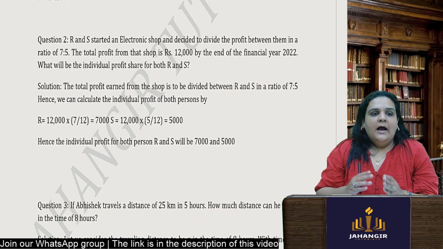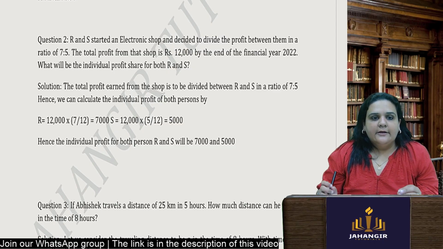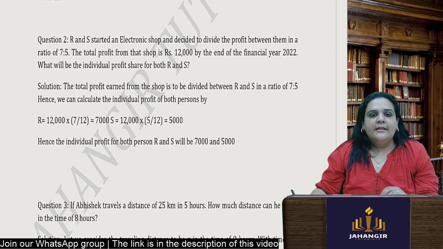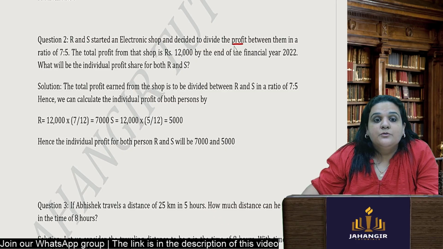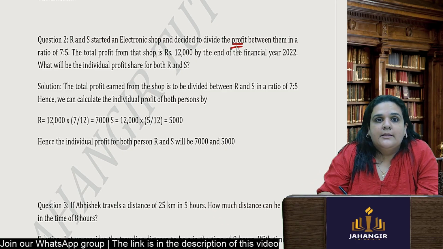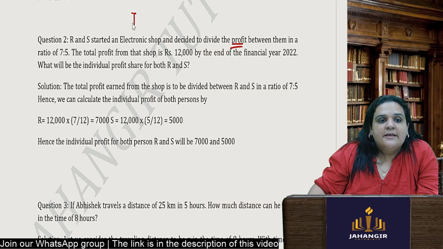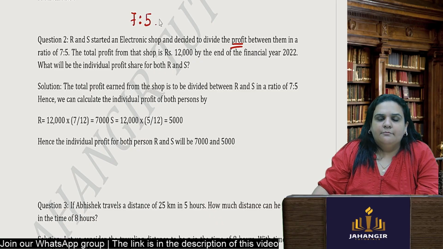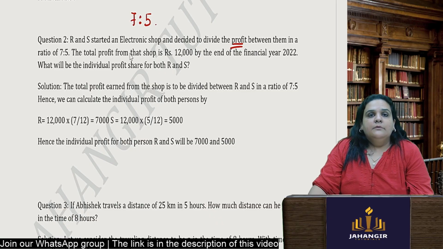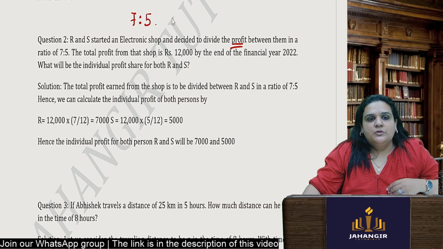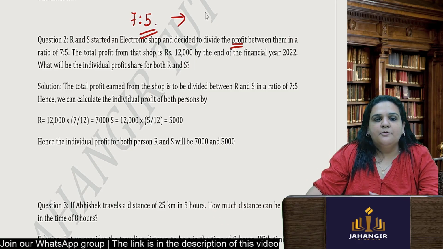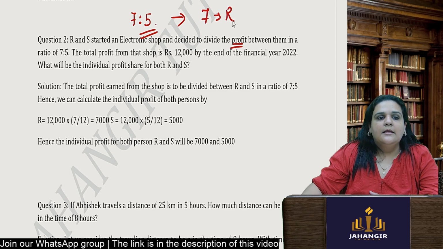Next question. R and S have started an electronic shop and decided to divide the profit. Now see where all it is useful. There is a profit ratio between them. R is going to take 7 parts of that profit. Say there is 100 rupees profit, 70 he is going to take, 5 he is going to take. Like you have to find it in the form of ratio. So if I am telling you 7:5 is the profit, 7 belongs to R and 5 belongs to S.